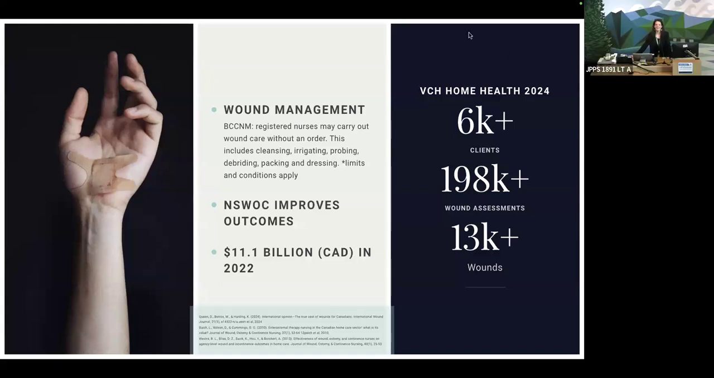Okay. There we are. So we know that here in Vancouver Coastal Health in 2024, just last year, we saw in home health, just home health, more than 6,000 people who needed support for wound management. That translated, to Charlene's point, to almost 200,000 nursing assessments documented for those patient care. And that resulted in specifically around 13,000 wounds. So we know nurses are taking care of a lot of people requiring wound management, and there is a lot of data.